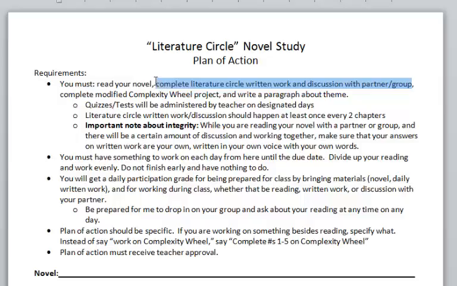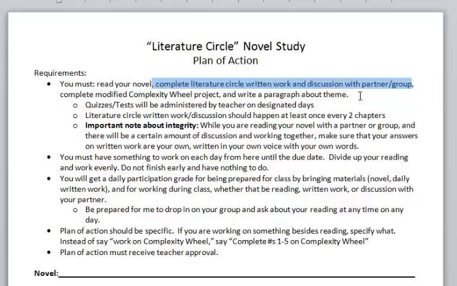Okay, so you've noticed that I've called this a literature circle, and that, again, one of the requirements is to complete literature circle written work and discussion. Okay, now a literature circle usually is a bigger group. It's usually 3 to 4 people. And the idea behind a literature circle is that the small group of students are reading a novel, and that they come to class each day with insight about their reading, and they have a discussion with each other. Okay, so we are going to use this idea of a literature circle.